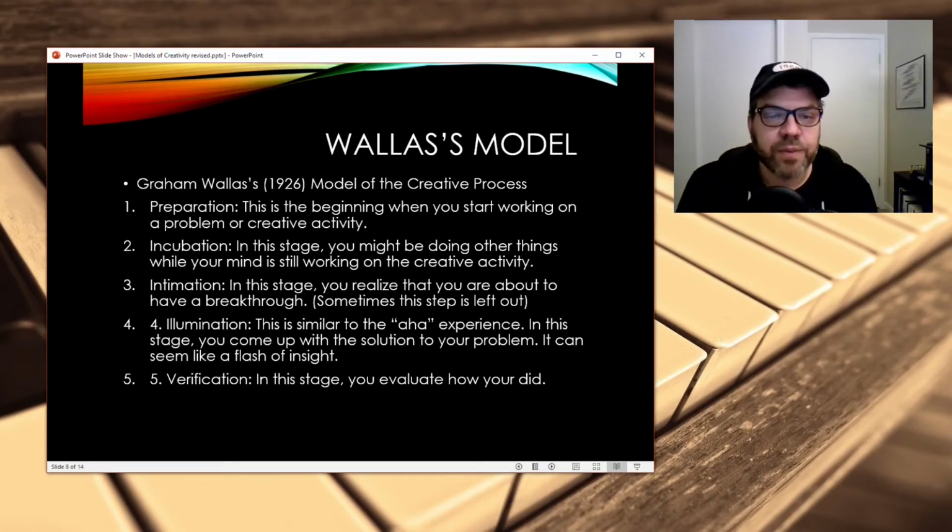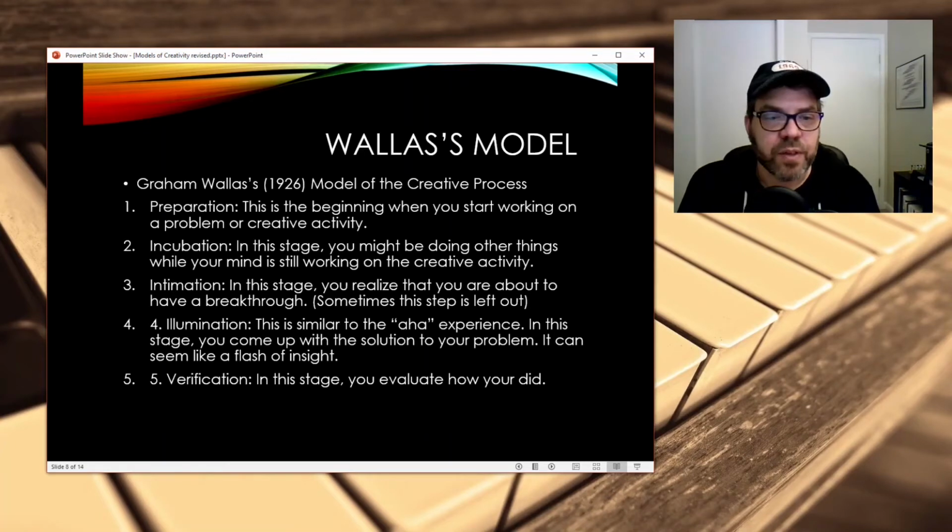Okay, now when I was a student back in the early 90s, the creativity model that we heard in my psychology classes was by this guy named Graham Wallace, and it was so current, like when I was taking cognitive psychology in 1991, the most recent model of creativity they were giving us was from 1926, and I really thought that was kind of a drawback. I thought, boy, is this all they can offer us? You'll see a lot has changed since then. But with Wallace's model, he talks about preparation, incubation, intimation, illumination, and verification.